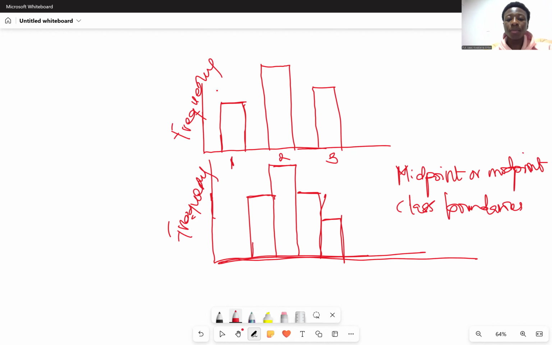With histogram, of course, the frequency you would have to scale. Now, the x-axis, you might be wondering, what should I put there? Before you begin, for histogram, it's either you are thinking of using a midpoint or the class boundaries. So we're going to put that into practice.